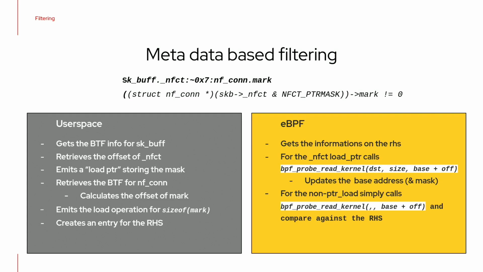On the eBPF side, the entries are read, and every time a load PTR entry is found, the probe-read kernel helper gets called, updating the base address with the pointer read. The values, of course, get masked. And for a non-PTR load, another call to probe-read is done, and the comparison against the RHS is performed, returning the verdict.